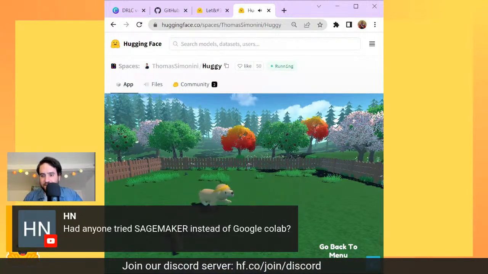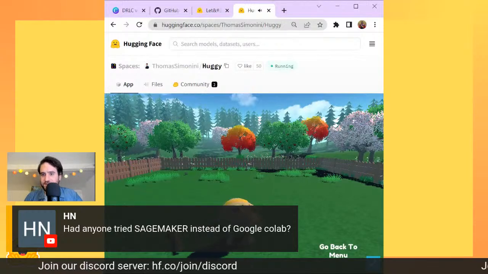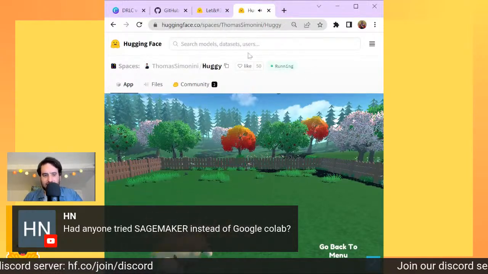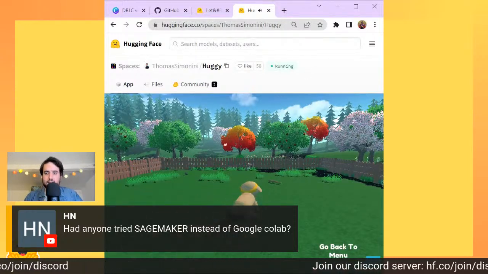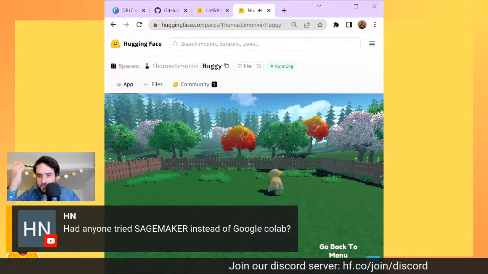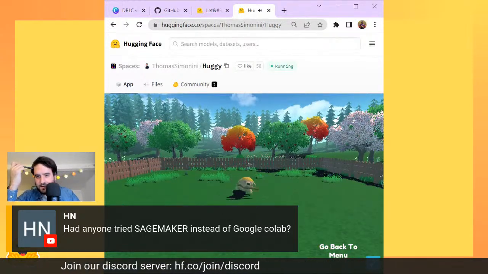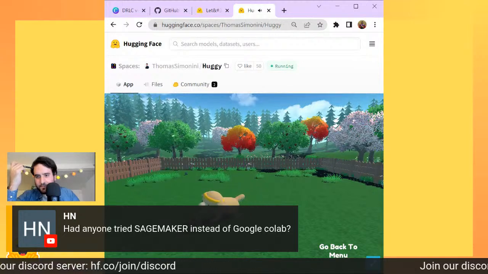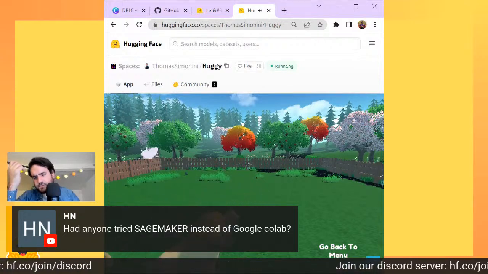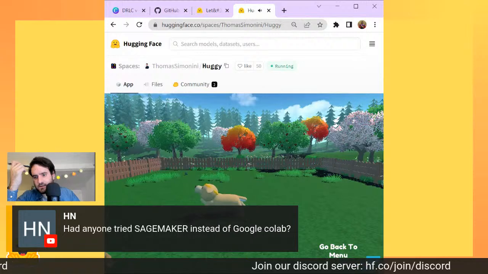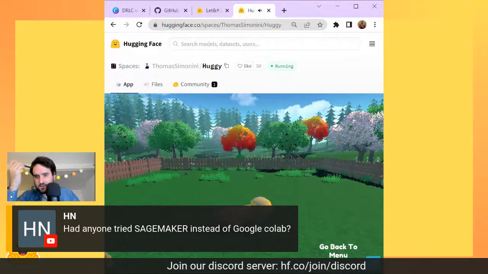Just checking. If you have other questions, don't hesitate. I'm just checking that I didn't forget one of the questions. Search option for repo. What search option for repository? I don't understand this one.